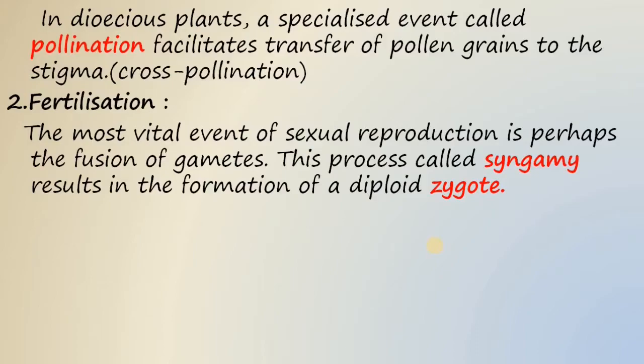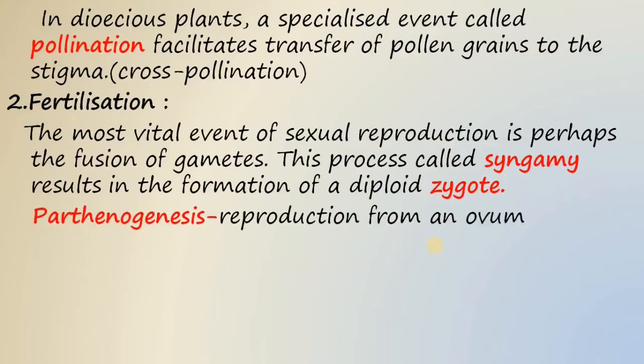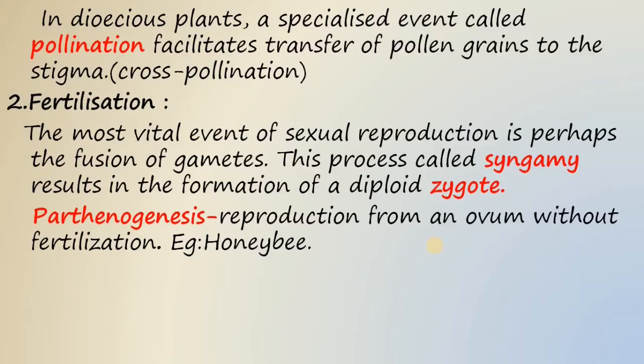I told you that when a male and female gamete fuse, they form a zygote. There's another term here called parthenogenesis. What is parthenogenesis? It's the reproduction from an ovum without fertilization. So sometimes if the male and female gametes don't fuse, some organisms have the capability to reproduce just with the female part. An example is the honeybee, and this concept is used in producing seedless fruits. You must have come across it in grapes, in watermelon, and fruits like that. So this process is used.